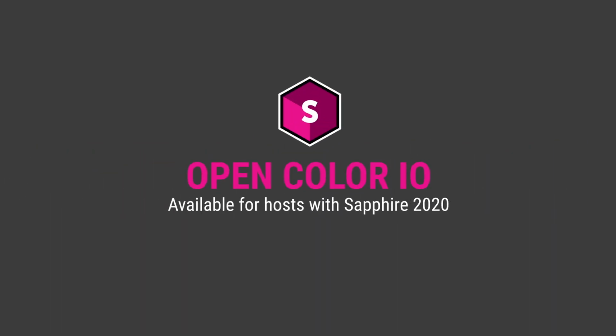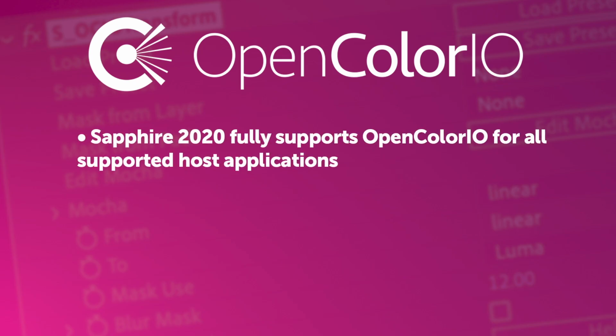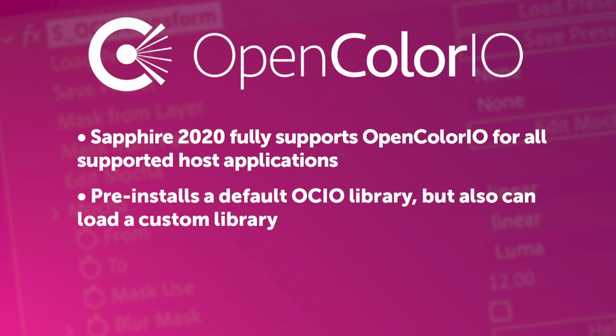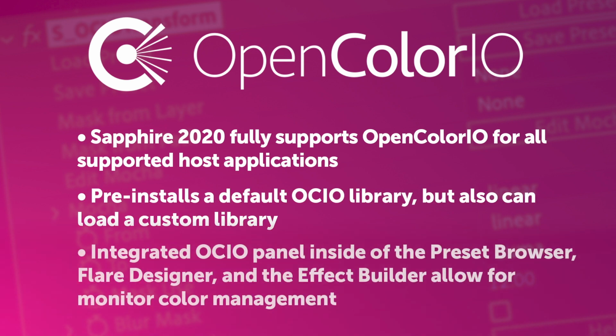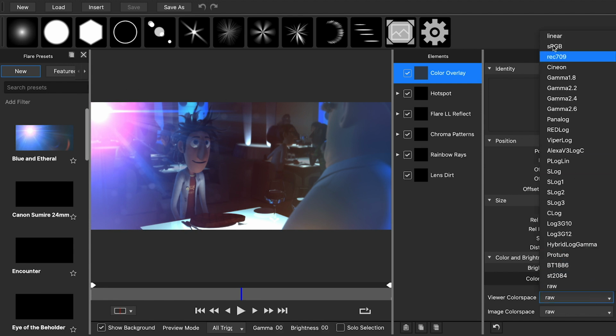Sapphire 2020 adds color management for all hosts with OpenColorIO, the industry standard for open source color management. Sapphire 2020 can apply and read any OCIO color profile to provide consistent color management across all of its internal applications, such as the preset browser, flare designer, and the effect and transition builder. All these applications now feature an integrated OCIO panel for ease of use.